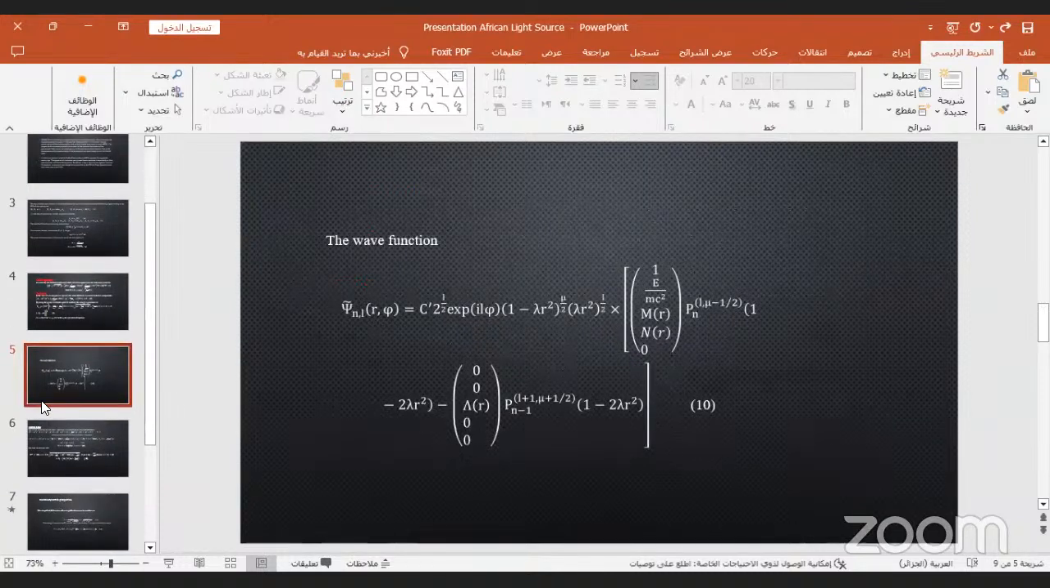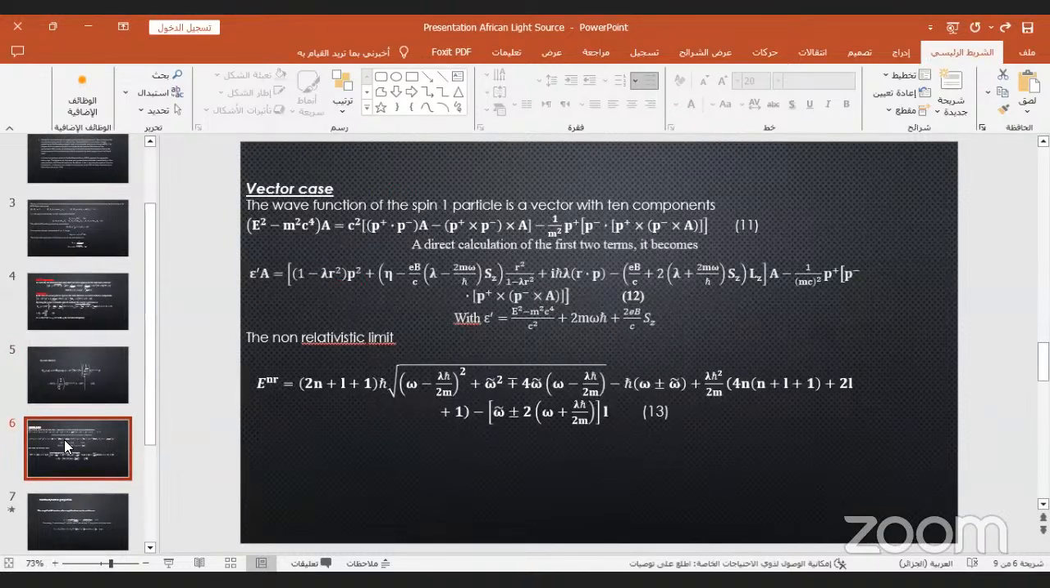So after this case, we are going to go to the vector case, where the wave function of the system has 10 components. And this complex form, we are not going to solve directly, because it's impossible to get the exact solution. So we are going to use the non-relativistic limit of the system.